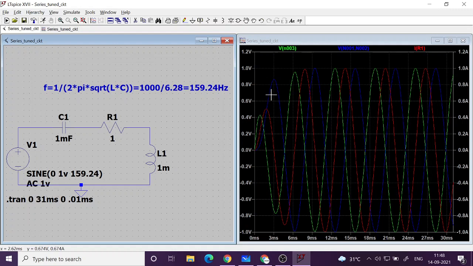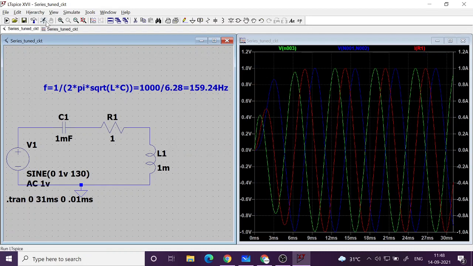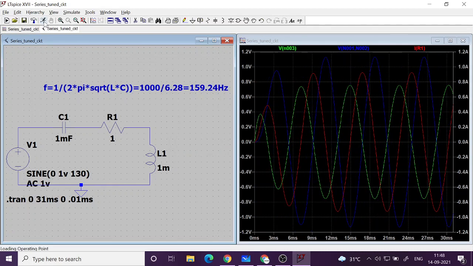Now let me change this frequency slightly, maybe to the left. Say let me make it some 130. Then see what happens. Yeah, so this is what you were telling. You saw some increase in the voltage.